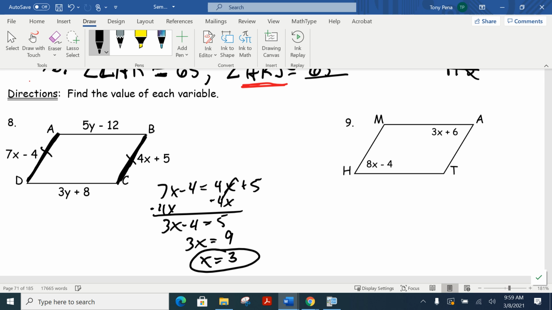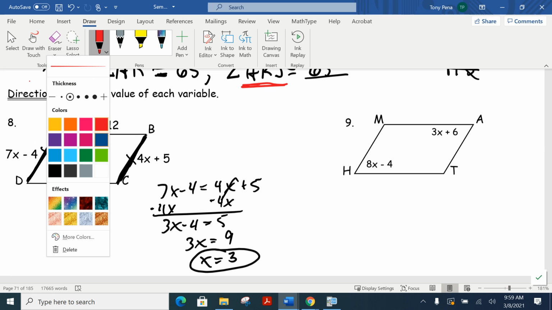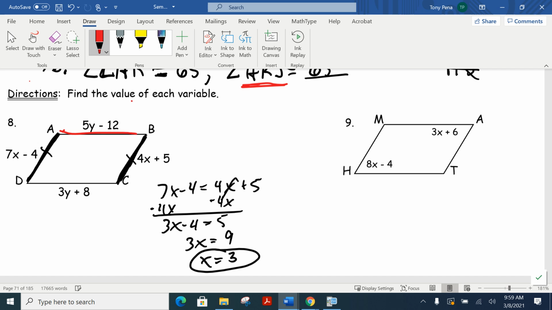Nothing really different with your y's, right? The y expressions are opposite sides of each other. In a parallelogram, we know our opposite sides have to be congruent. So now I take this expression, this line segment, and this line segment. Those have to be congruent. Those both happen to be the same variables, so we can set those equal to each other and then just solve that equation, and then you're going to get your y. All right, so we'll subtract our 3y.